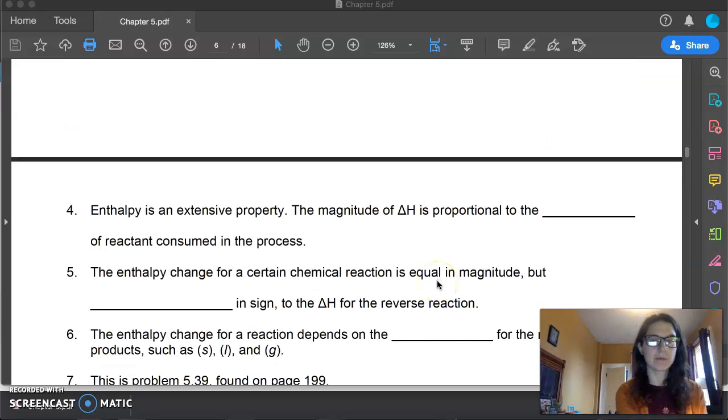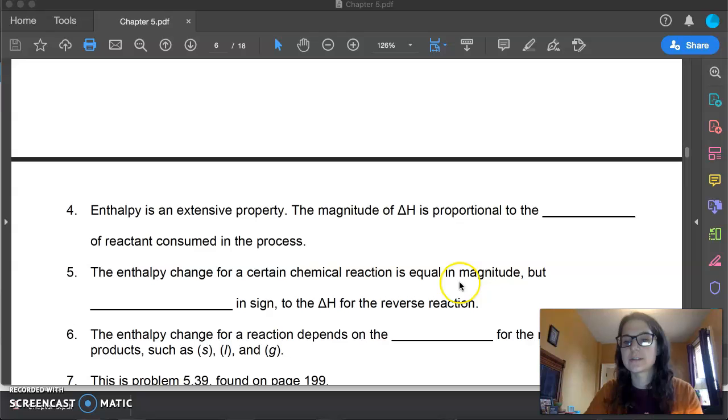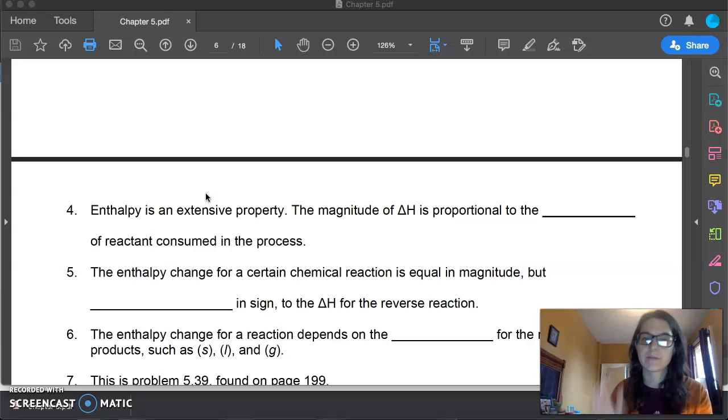Okay, then number 4, enthalpy is an extensive property. The magnitude of delta H is proportional to the amount of reactant consumed in the process. So remember, there are intensive and extensive properties. Intensive properties do not depend on how much of a substance you have. Things like density, mass over volume, are intensive properties. It doesn't change. Same thing with color. It doesn't matter how much you have, that color doesn't change. Extensive properties do depend on the amount that you have of a substance.